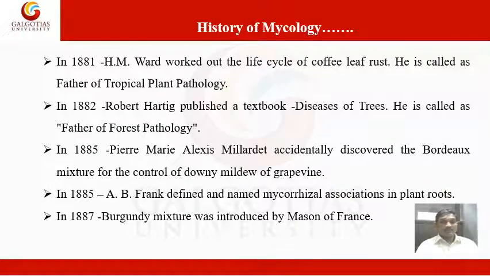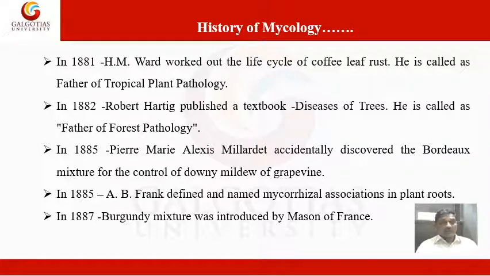Now, next in continuation, in 1881, H.M. Ward worked out the life cycle of coffee leaf rust. He is called the father of tropical plant pathology. Means the father of tropical plant pathology is H.M. Ward. In 1882, Robert Hartig published a textbook named Diseases of Trees. He is called the father of forest pathology.